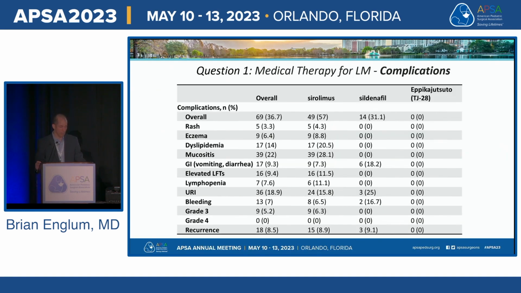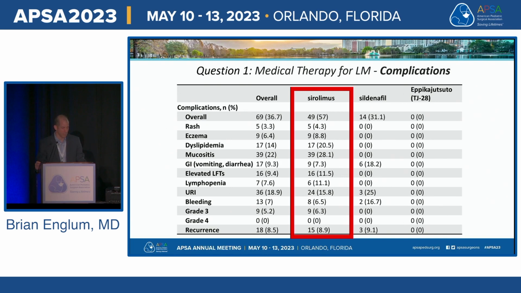Looking now at complications, you can see again the most robust data for sirolimus. TJ28 actually had no reported complications in the studies that we looked at. In sirolimus, dyslipidemia was present in 20% of patients, and 28% had mucositis, 11.5% had elevated LFTs, and in about 10% of both the sirolimus and the sildenafil groups, there was a report of either late growth or a late recurrence.